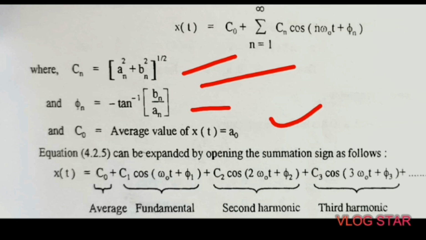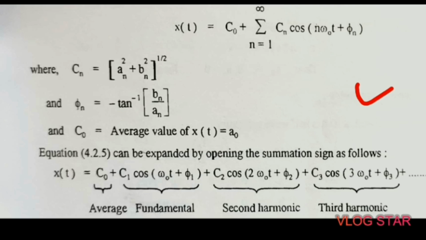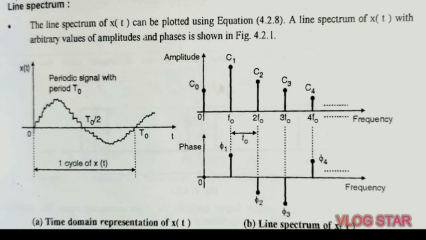So the equation can be expanded by opening the summation sign as follows. x(t) = c0, that is the average or DC value, plus c1 cos(omega0 t + phi 1), this is the fundamental component, then c2 cos(2 omega0 t + phi 2), the second harmonic function, and c3 cos(3 omega0 t + phi 3), the third harmonic function. The line spectrum of this x(t) can be plotted using this equation. A line spectrum of x(t) with arbitrary values of amplitude and phase we can represent like this.